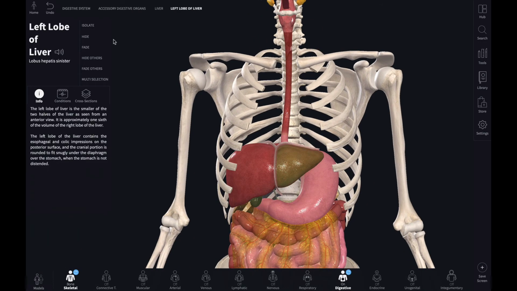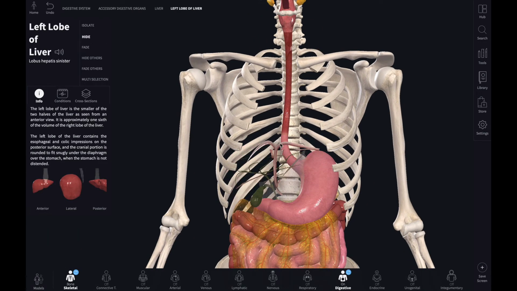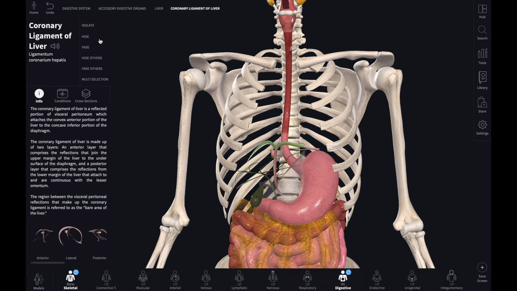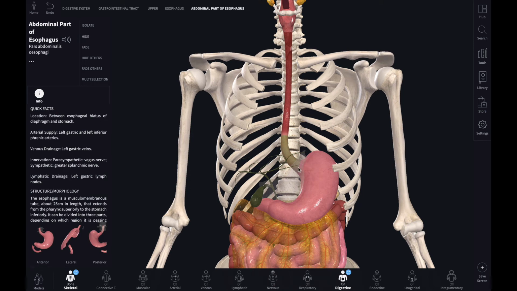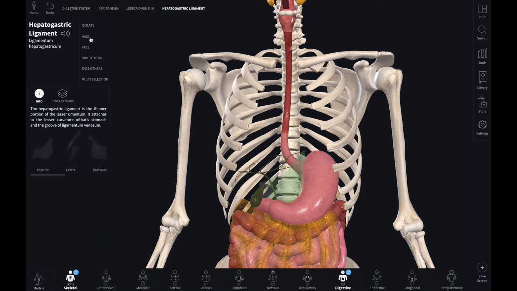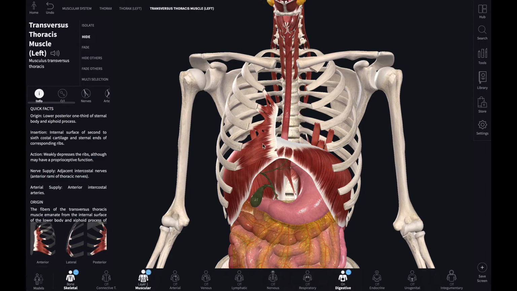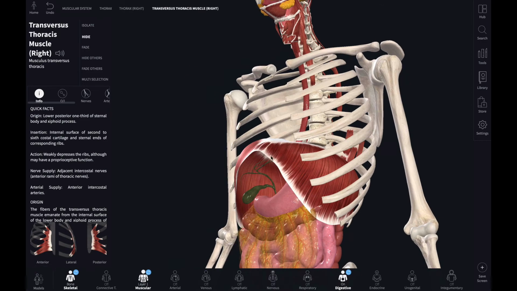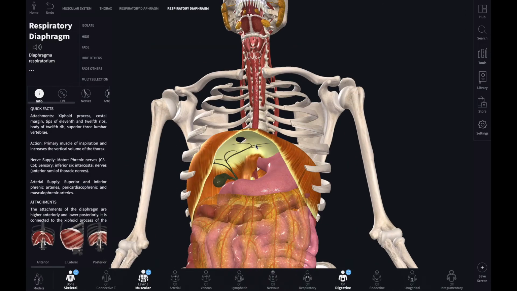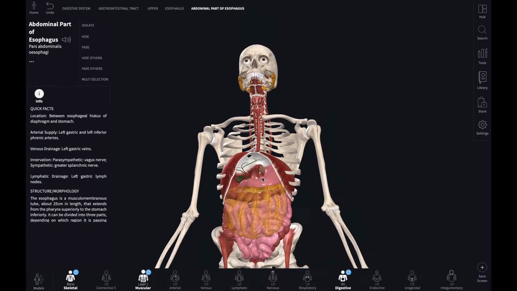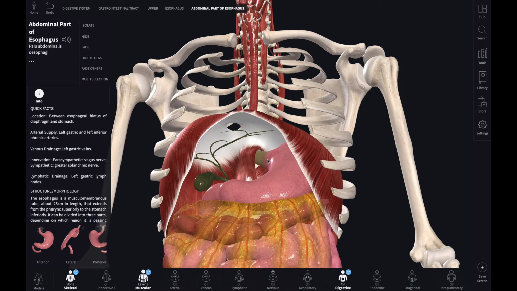I have to remove this liver for you. This is the abdominal part. This abdominal part only comes and pierces the diaphragm. If you see the muscle here, you see this esophagus is piercing the diaphragm here, and it is coming into the abdomen.